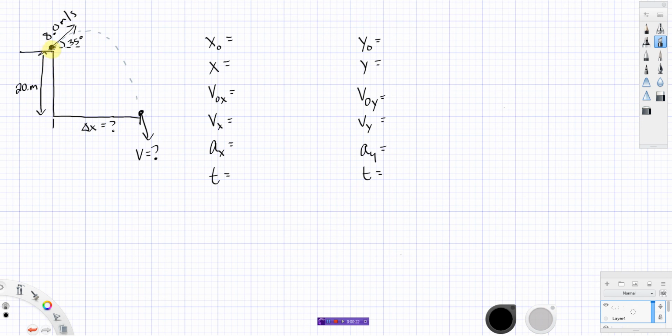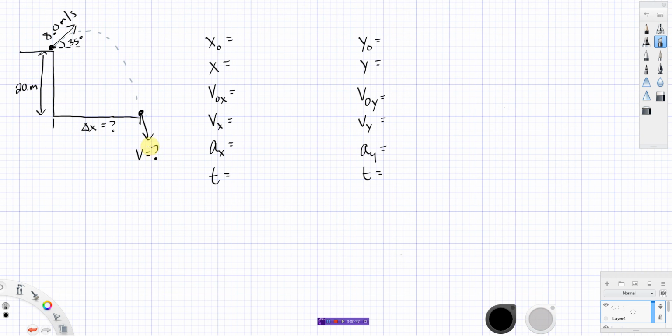They kicked it off at a speed of 8 meters per second at an angle of 35 degrees to the horizontal. And I want to know, number one, how far from the building's base does it land? And number two, what is the speed of the ball when it lands?